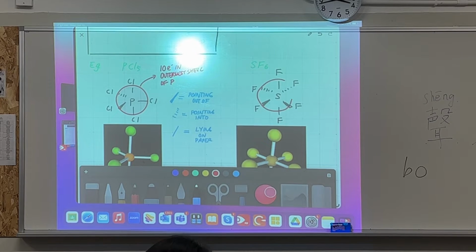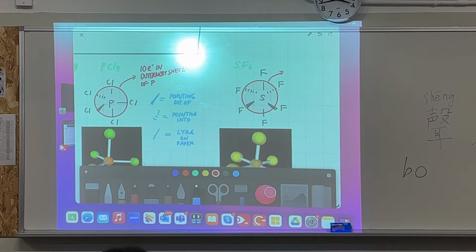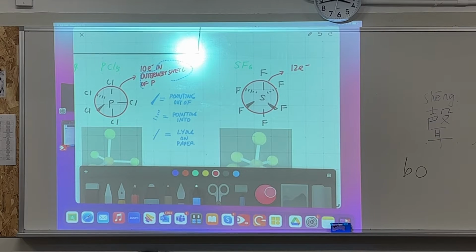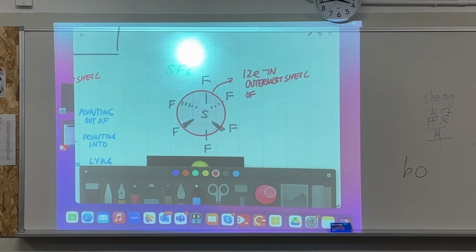For sulfur, this is even worse. How many electrons are there around sulfur? 12. Because one bond means 2 electrons, right? And you see 6 bonds. That means there is a total of 12 electrons in the outermost shell of sulfur, which is also more than 8, more than the octet rule allows.